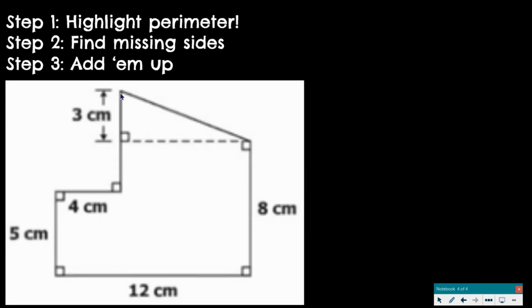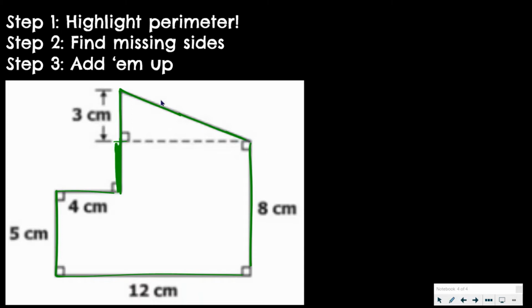Alright, so I'm going to highlight the outside of this shape, make sure I don't miss any of these pieces, find any pieces that I'm missing, and then add them all together. So I see that I actually have almost all of these labeled already. I have that one, that. I'm missing this section. I have that this part is 3, but I don't actually know this part yet.